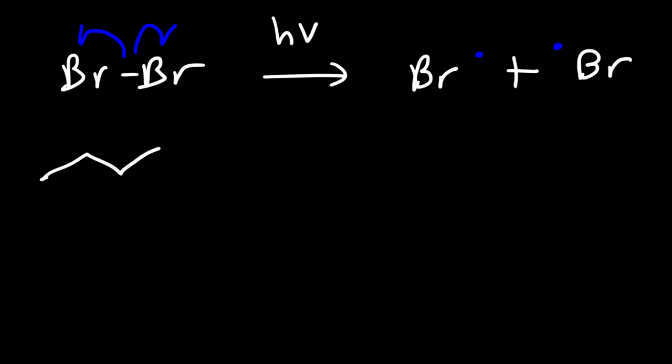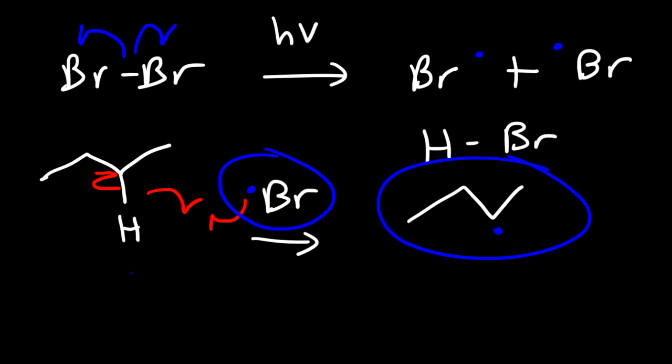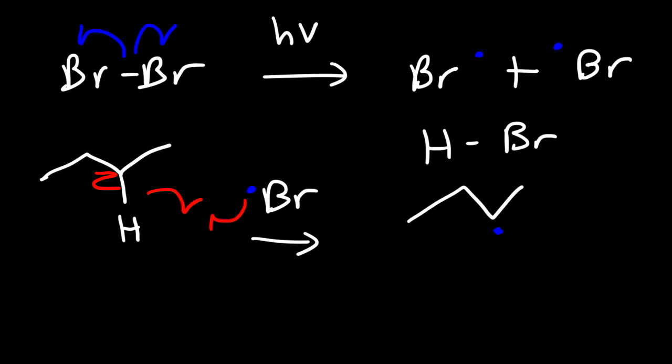And then the alkane will react with the bromine radical in a propagation step. Now, one of the electrons in this carbon-hydrogen bond will pair up with the bromine radical, forming hydrobromic acid as one of the products. And the other electron in this carbon-hydrogen bond is going to go on a carbon. So we have a carbon radical. So whenever you have a radical on the left side and on the right side, it's going to be a propagation step.